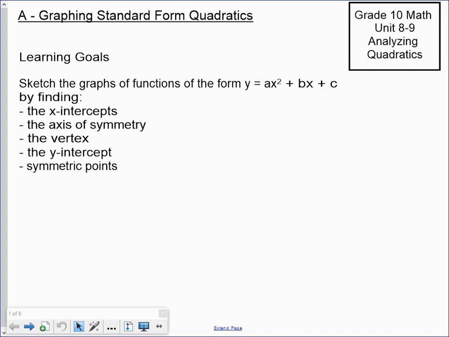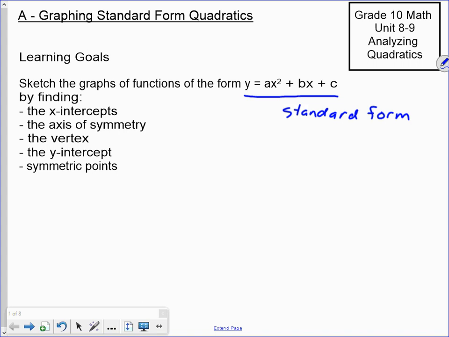So this is our first lesson here in Unit 8-9, which is all about analyzing quadratics. And what we're looking at today is graphing standard form quadratics. So what we want to be able to do by the end of the day is sketch the graphs of functions that are in the form y equals ax squared plus bx plus c. And we know that this is the standard form for a quadratic equation.